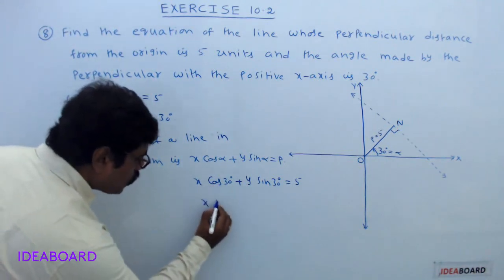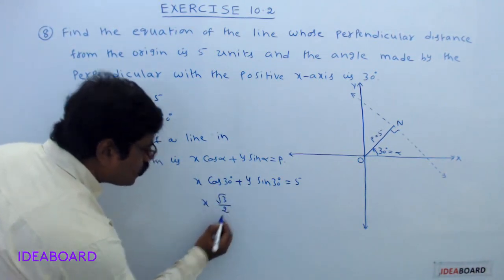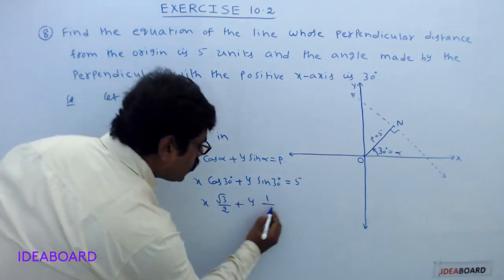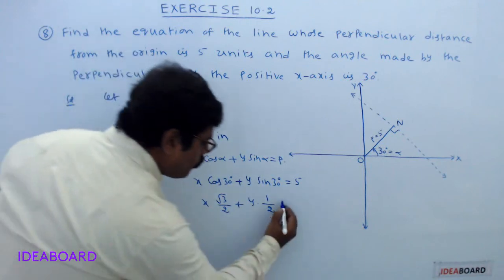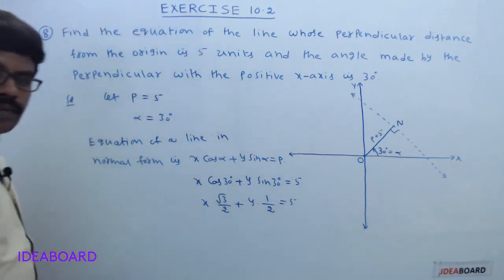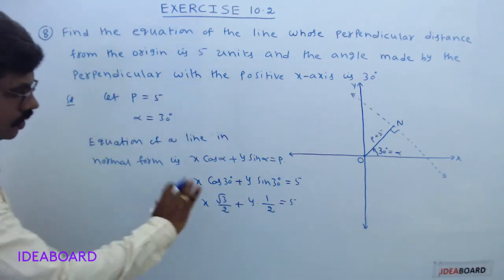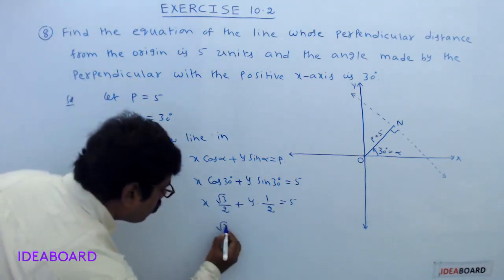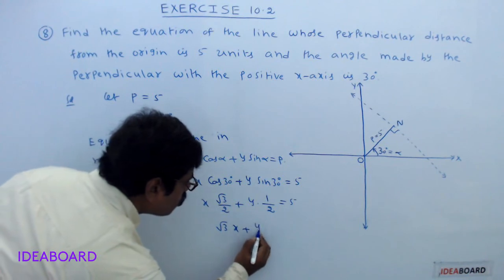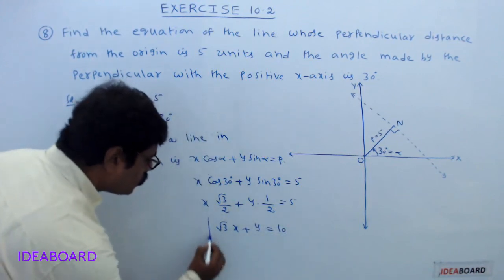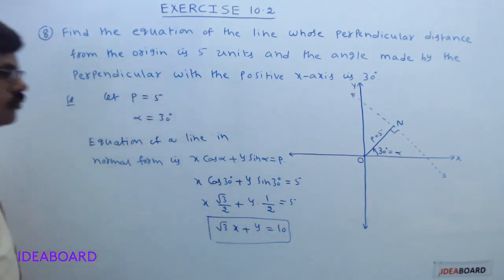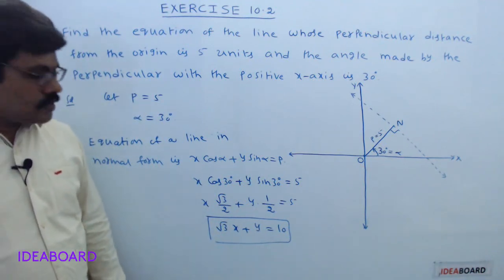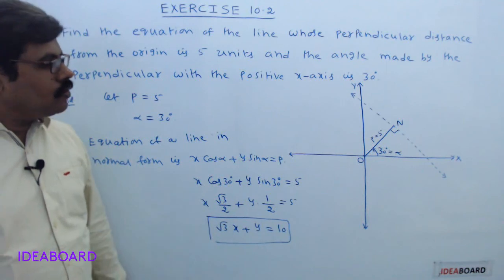This is x into the cos 30 degrees value, root 3 divided by 2, plus y into the sin 30 degrees value, 1 by 2, equals 5. Multiply this equation on both sides by the constant 2. Then it will be root 3 into x plus y equals 10. So therefore the required equation of the line is root 3 into x plus y equals 10.